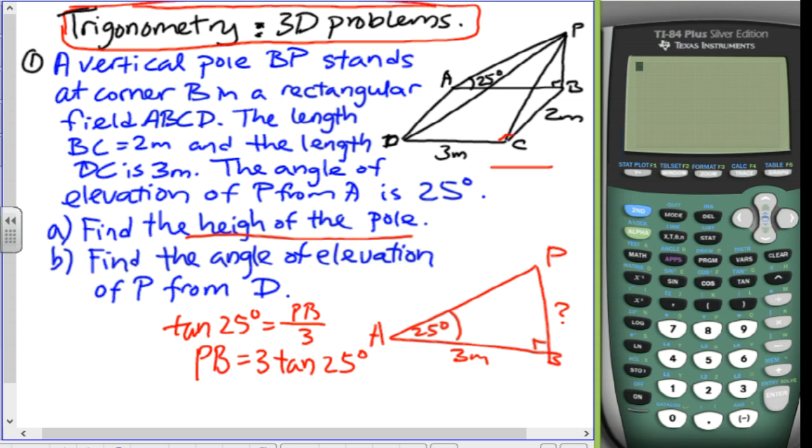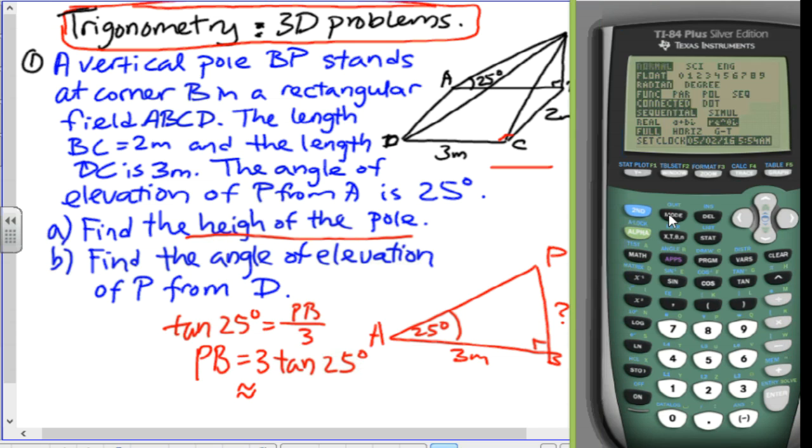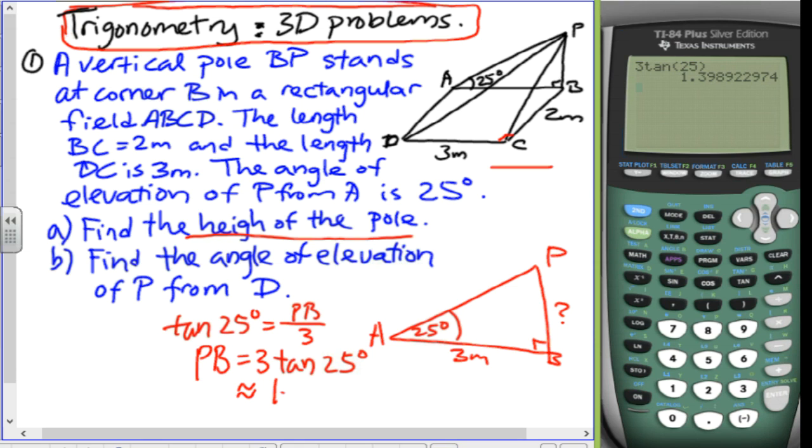So only use the calculator at the last stage. Mine is in radians, so make sure that you change it into degree mode. Press enter. Now you're going to calculate 3 tangent 25 degrees, and find the answer. Well, this is roughly 1.40 to 3 SF. In the examination, always report the exact answer or to 3 SF.